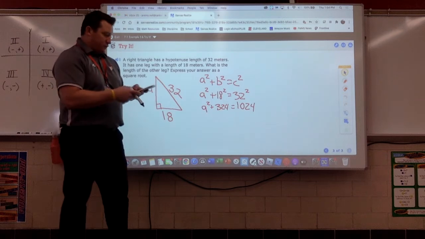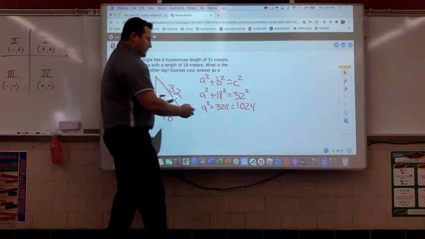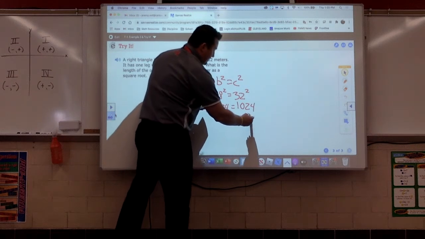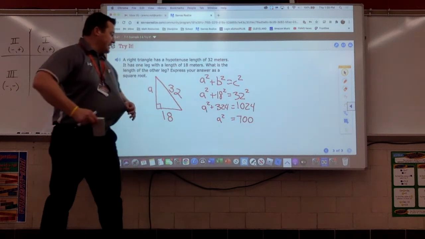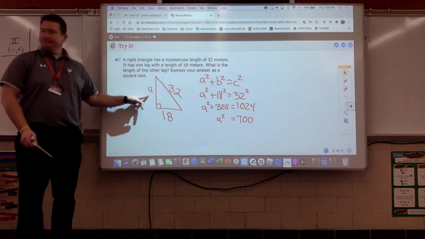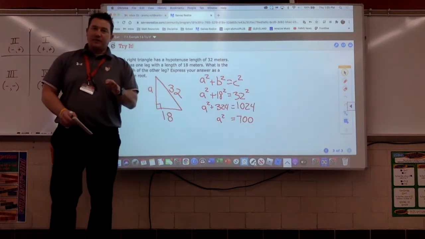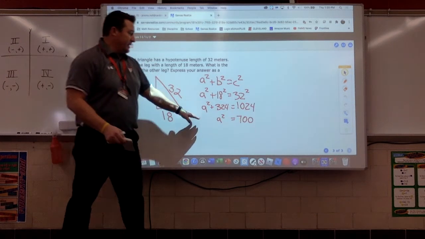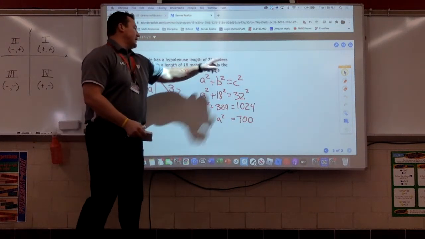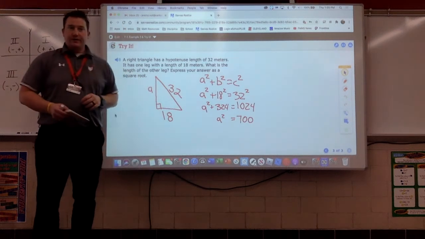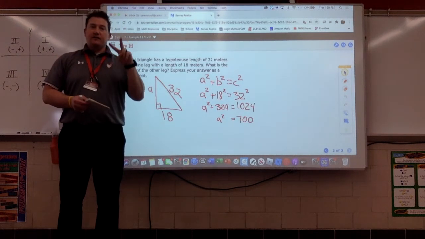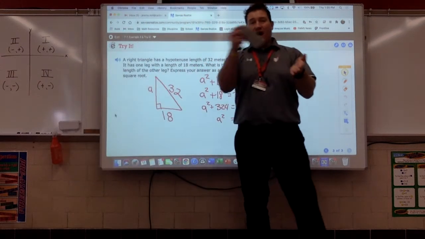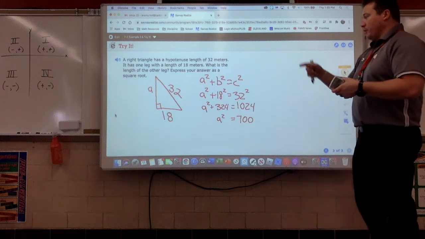So we're going to take the 1024. We're going to subtract 324 from both sides, okay? A squared is now equal to 700. So does that mean the missing leg is 700? No. Some of you will stop there, and some of you will be wrong if you do that. Keep going, right? Now, in this case, it says express your answer as a square root. So Mr. Noel and I are going to talk about the two different ways we can express our answers, okay? One of them is as a square root. The other is as a decimal, okay? It wanted the square root.